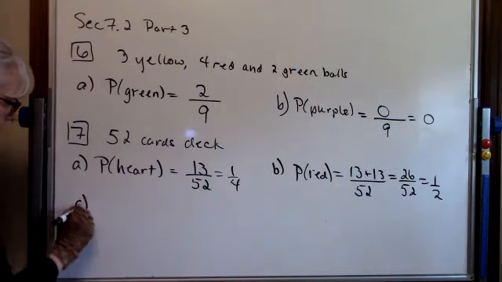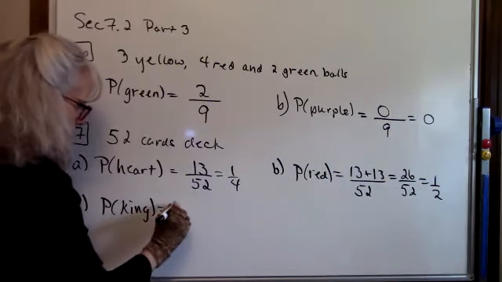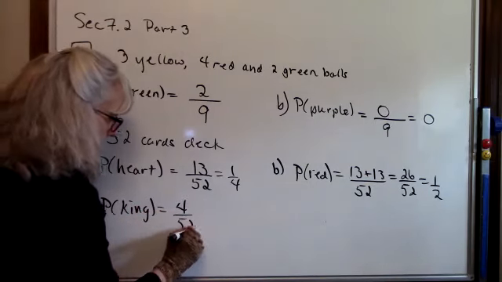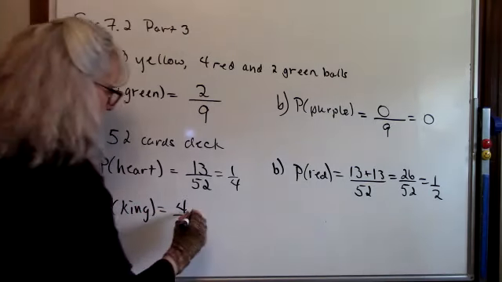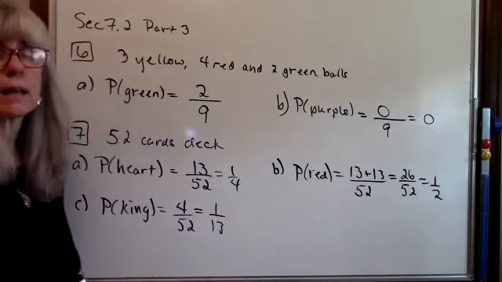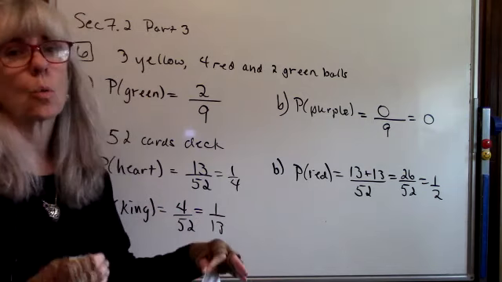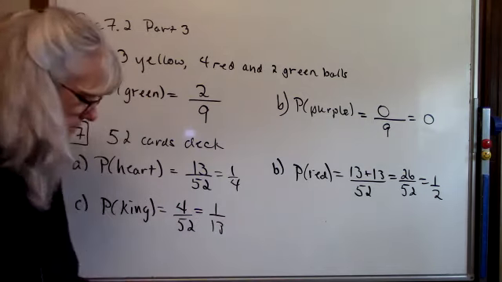Part C is asking for the probability that the card drawn is a king. Well, there are 4 kings out of the 52 cards in the deck. That would be 1 out of 13. So 1 out of every 13 cards is a king. And again, that should make some sense because 13 cards make up a suit, and there's 1 king per suit.